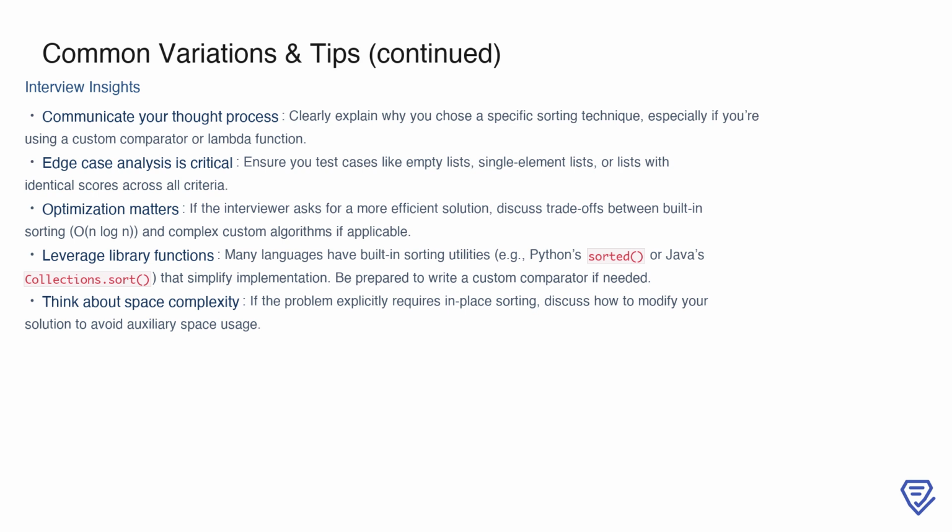Optimization is another important aspect. If the interviewer challenges you to come up with a more efficient solution, be prepared to discuss trade-offs between using built-in sorting functions with O(n log n) complexity and implementing more complex custom algorithms. Leverage library functions whenever possible, such as Python's sorted or Java's Collections.sort, as these simplify implementation. However, you should also be ready to write a custom comparator if the problem demands it. Lastly, think about space complexity. If the question specifies in-place sorting, explain how you would modify your solution to avoid using additional auxiliary space.